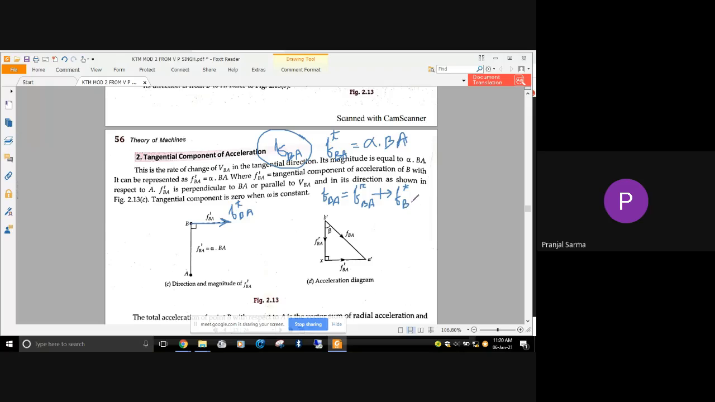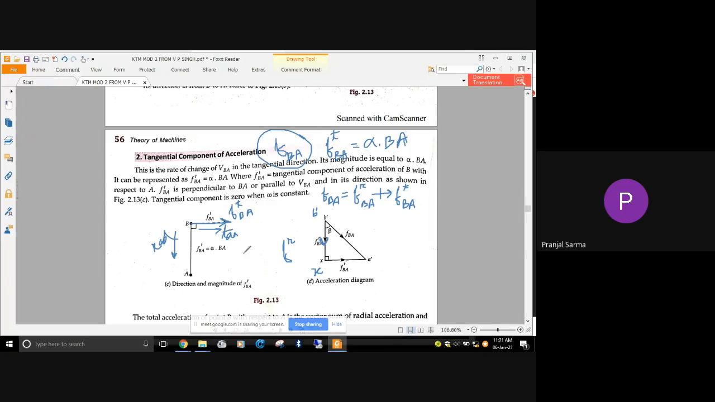That means if it is a vector summation, and if we want to go for the graphical method, how can we obtain it? Previously we have seen that along this direction we have the radial component, and along this direction we have the tangential component. So we can start from here. Let this point be b dash, and up to x we draw the radial component of acceleration, in magnitude as well as in direction, this way.